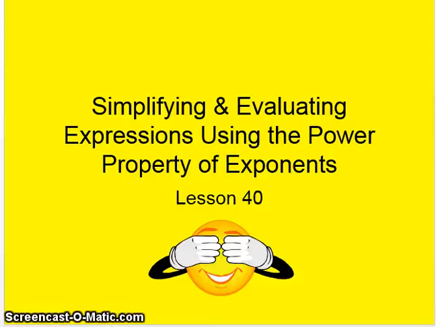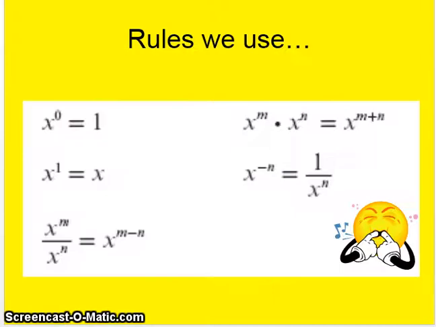This video is on simplifying and evaluating expressions using the power property of exponents, and it's lesson 40 in your book. So here's some exponent rules that we already use. We know that any number to the 0th power is 1, and any number to the first power is itself. We know that when we multiply like bases, we can add their exponents. We know that when we divide like bases, we subtract their exponents.